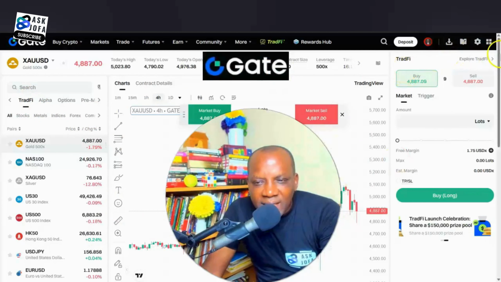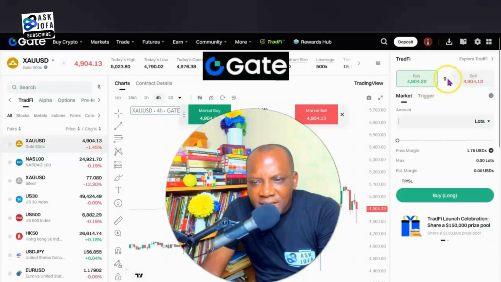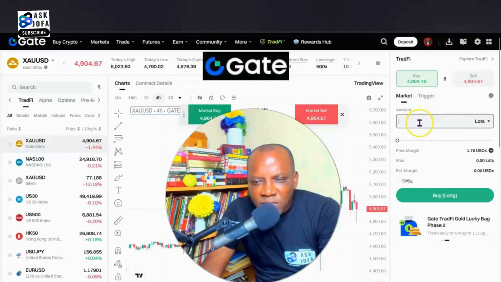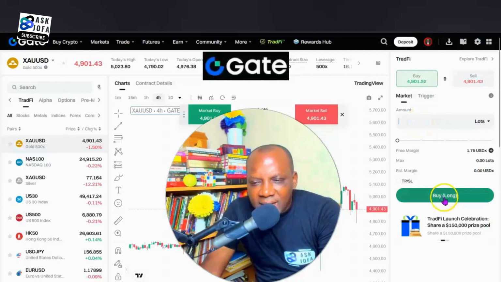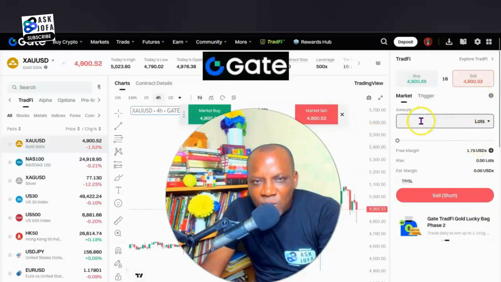You look at this side when you are on the web, you can see TradFi. You can see buy and sell. This is the spread. I will explain all those terms one by one. This is where you put the lot size, and this is where you tap to either buy or sell. Let me show you how this will happen using your mobile app.